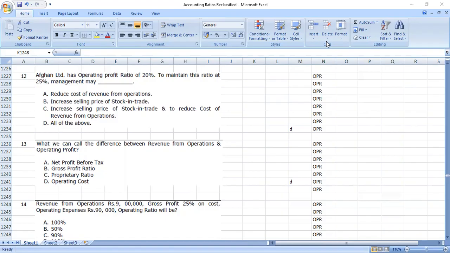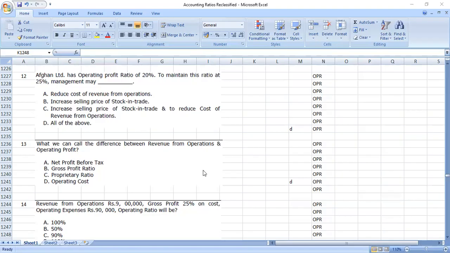Okay. What we can call the difference between revenue from operation and operating profit. Operating cost. Revenue from operation minus operating cost is operating profit. So revenue from operation minus operating profit is operating cost.